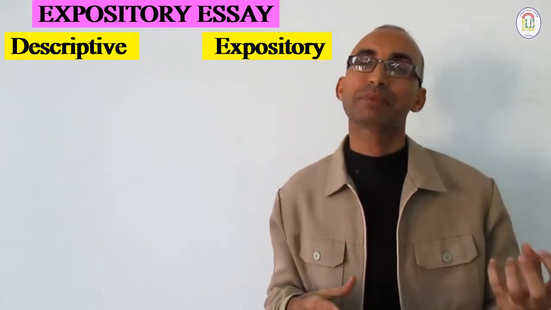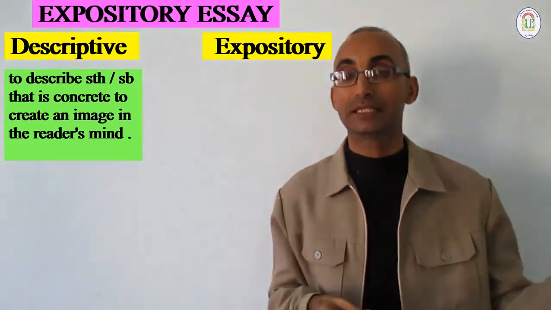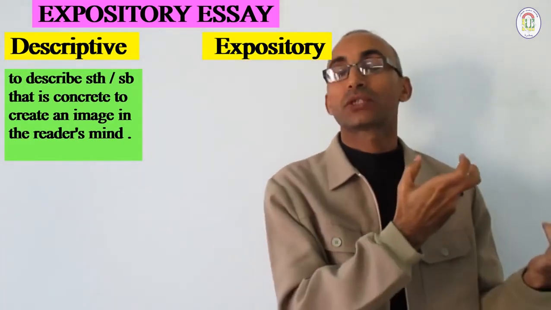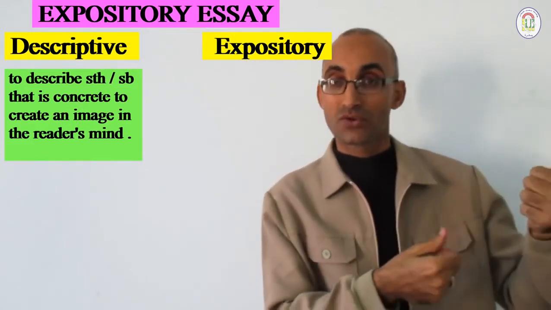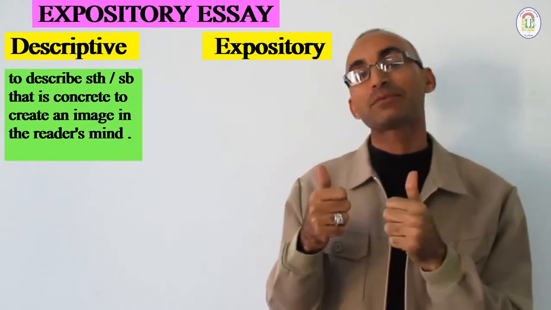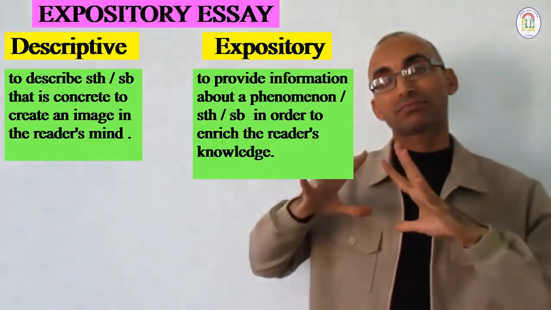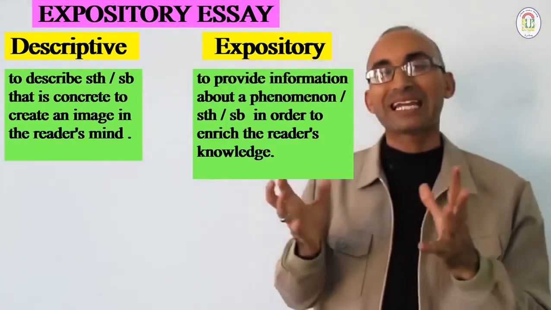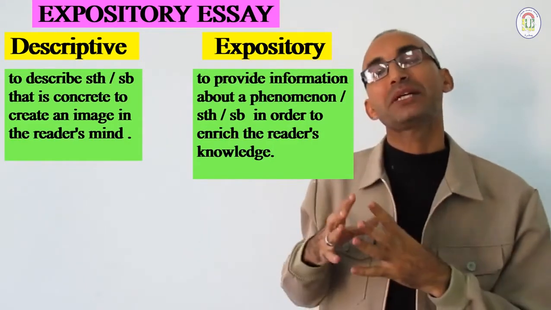Now, you may ask me about the difference between expository and descriptive. Usually, when we say descriptive, it means we describe something concrete, a person, a place. Clear? Why? To create an image in the reader's mind. Concrete for an image. Clear? But when it comes to expository, here, usually it concerns a phenomenon, something abstract. Clear? Usually abstract.